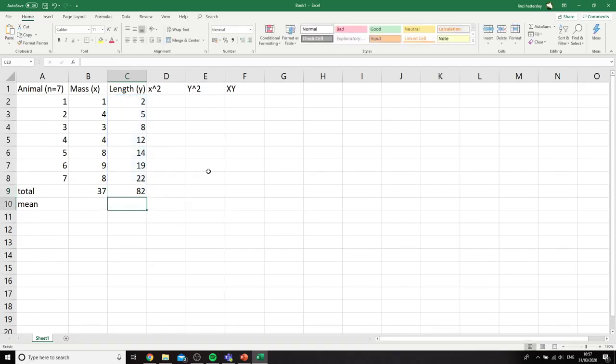Close the bracket. Right. So the mean then, for the mean, you're going to press equals. Okay, and all you need is the total divided by the number of it, so how many animals there are, how many values you have. So that's 7. Enter. 5.29. Yep, that's correct. Equals that one divided by that one. Okay.